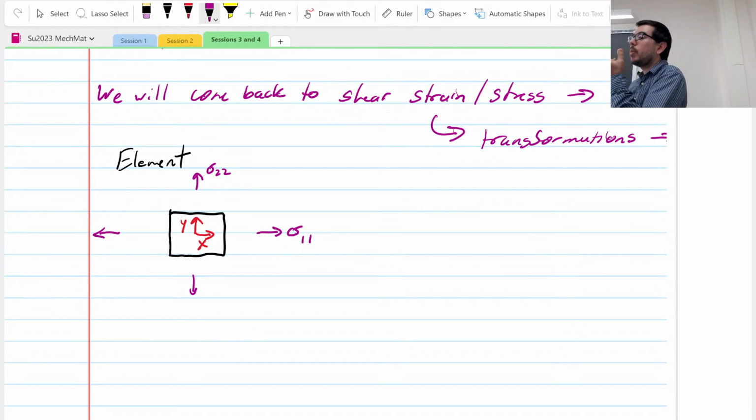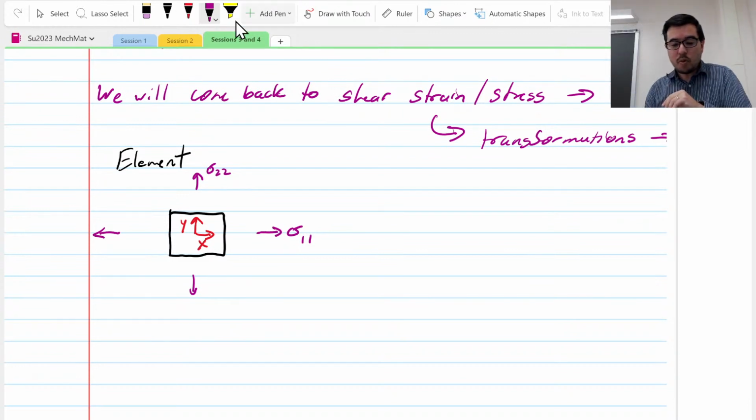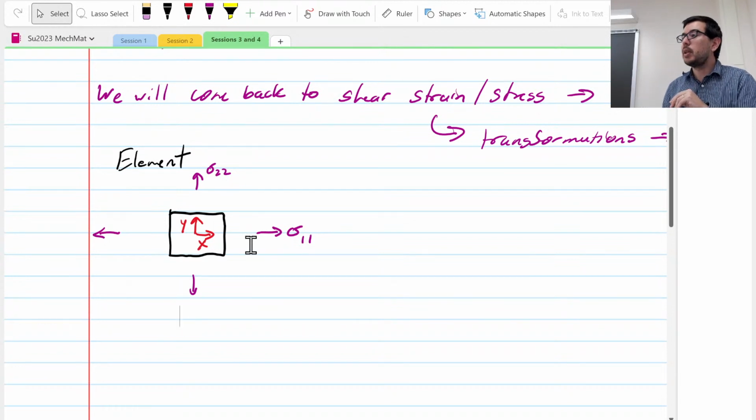Now, what are these subscripts representing? X is going to be called the one direction, and this means that there's something happening in XX. And 2 is the 2 direction, so 2,2, that's the Y direction. So something's happening in Y and Y.